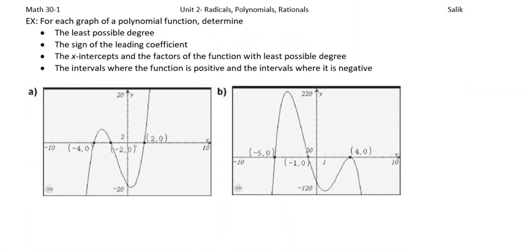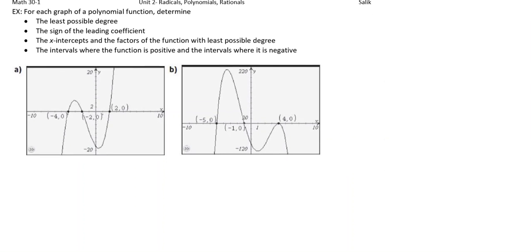So it says, for each graph of a polynomial function, determine the least possible degree. Okay, so in this case, let's do A. So the least possible degree of this polynomial function. What do you guys think? Yeah, it'll be 3. How'd you know it was 3? It goes through the x-intercept 3 times. Yeah, it goes through the x-axis 3 times there.